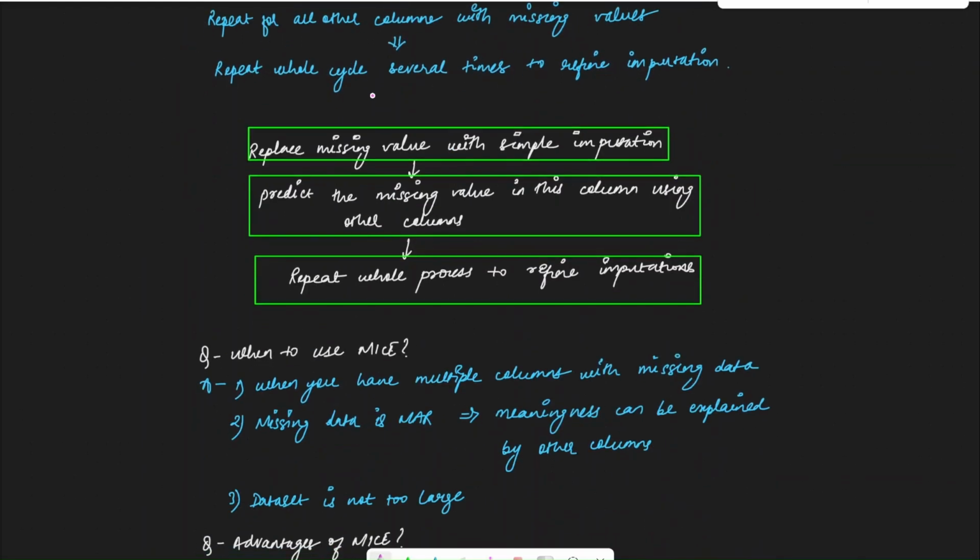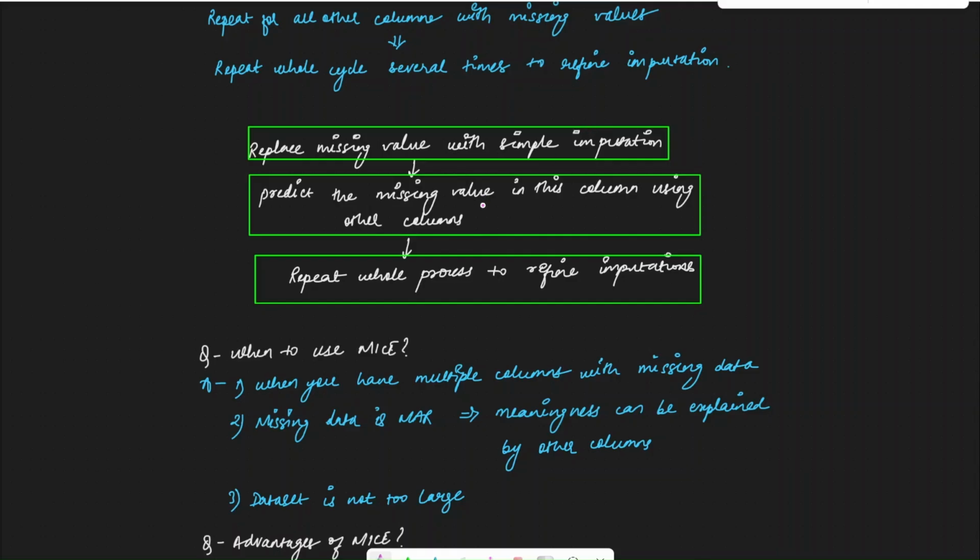So essentially what we are doing here is, we are first replacing the missing value with simple imputation like mean or median imputation. Then we are predicting the missing value in the column using the other columns. Whichever feature had the missing value, we take one of those features as the target variable and the rest of the features as independent variables. Then we create a model and predict our target variable. And then we repeat this process to refine our imputations.